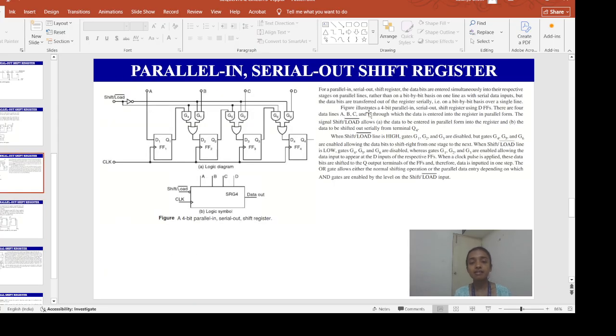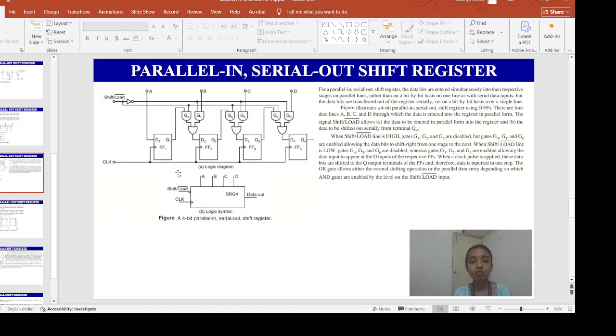In this parallel in, serial out shift register, the data bits are entered simultaneously into the respective stages on the parallel lines rather than on a bit by bit basis as with the serial data inputs. But the data bits are transferred out of the register serially, that is, on a bit by bit basis over a single serial line. So here what you are observing is a 4-bit parallel in, serial out shift register with D flip-flops.